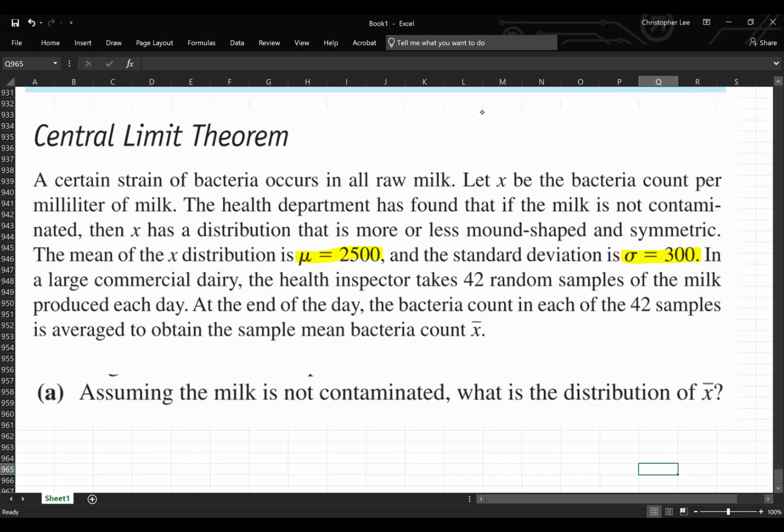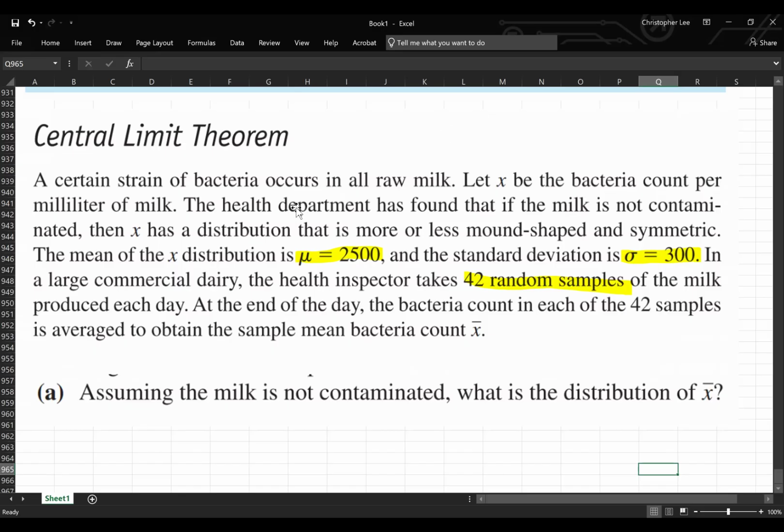In a large commercial dairy, the health inspector takes 42 random samples of milk produce each day. At the end of the day, the bacteria count in each of the 42 samples is averaged to obtain the sample mean bacteria count X bar. So assuming the milk is not contaminated, what is the distribution of X bar?